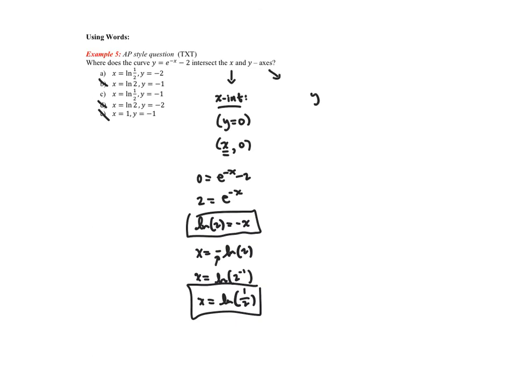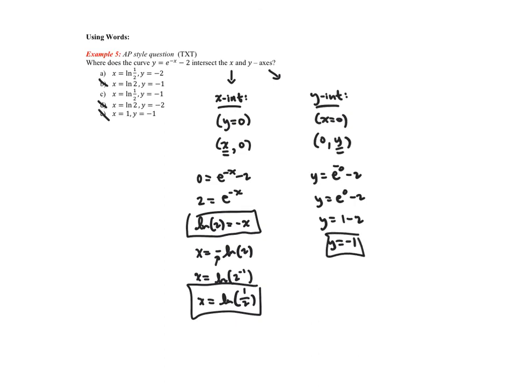So a y-intercept, similar to an x-intercept, is a point on the graph where x equals 0. So what I want to know is when x equals 0, what is the value of y? So I'm going to plug in a 0, and negative 0 is, again, just 0. So I'd have e to the 0 minus 2. Anything to the 0 power is 1, minus 2 ends up equaling negative 1. So there we get our answer. Looks like C will be our value.